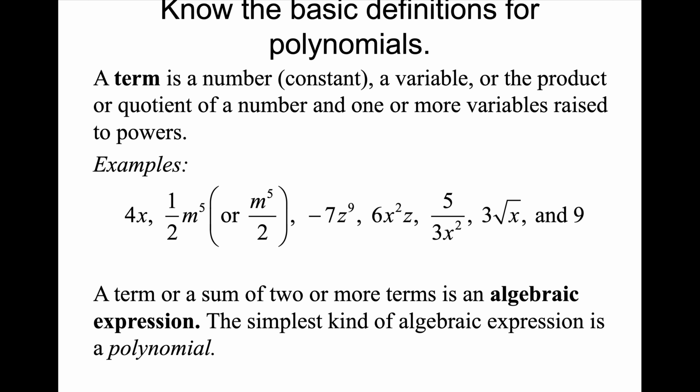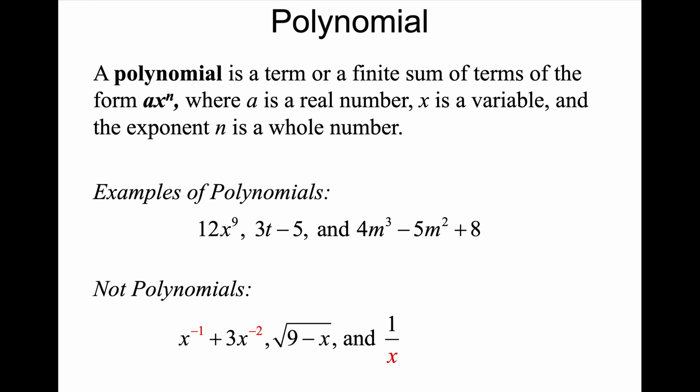The word poly meaning multiple, and so we have multiple terms. A polynomial is a singular term or a finite sum of terms in the form of ax to the n, where a is a real number we call the constant, x is the variable, and then the exponent n is going to be a whole number. So these are all examples of polynomials, and at the bottom, these are not polynomials because we need a whole number, meaning it has to be a positive exponent, and we also can't have them in the denominator because that is going to be a negative exponent as well. So the exponents have to be whole numbers, and they have to be positive.